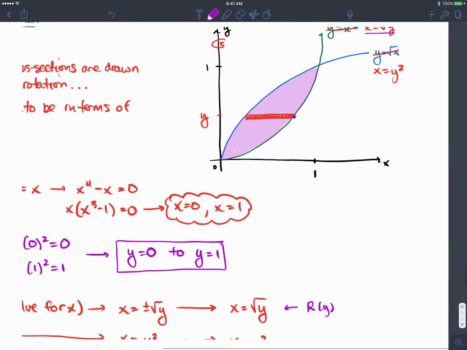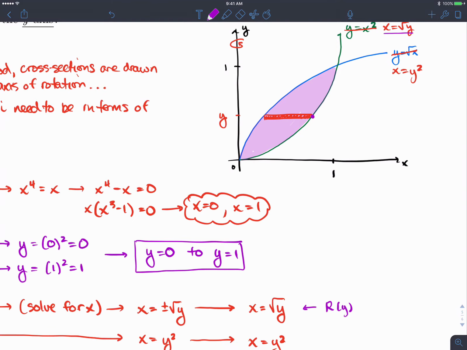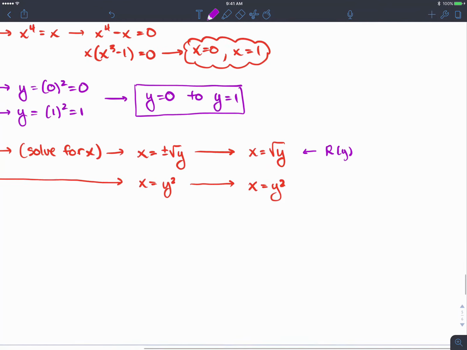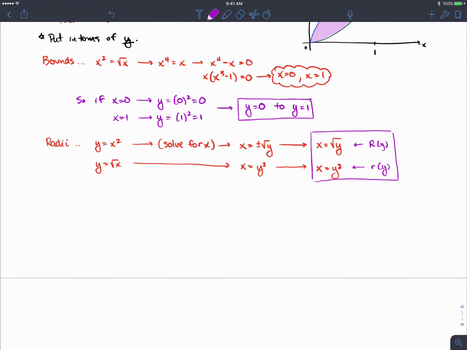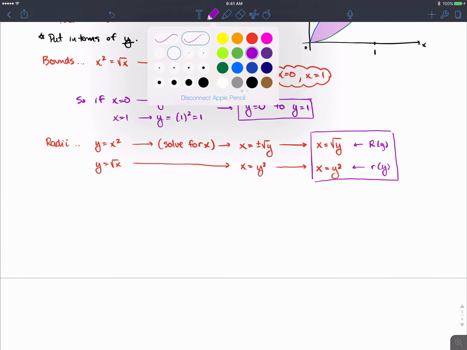And then the inner radius, as we talked about, is the boundary curve that is closest to the axis of rotation. In this case, it's x equals y squared. So this would be our inner radius, which we'd call little r of y. So now we've got our inner and our outer radius, and we should be good to set up our volume formula. So let's go ahead and do that next.